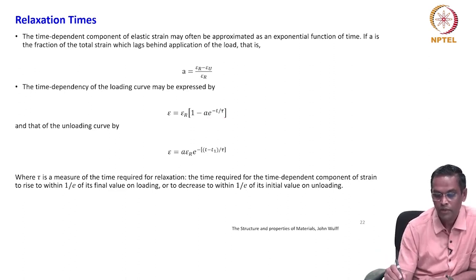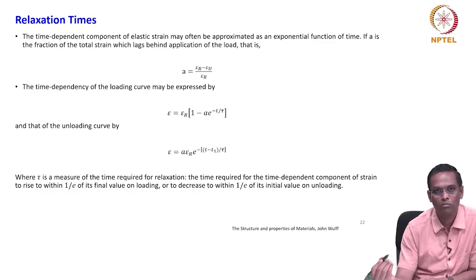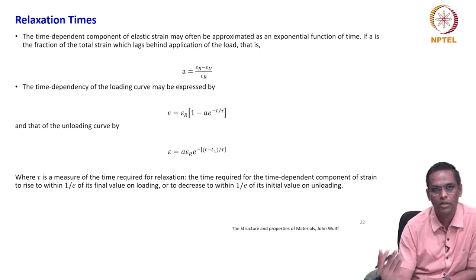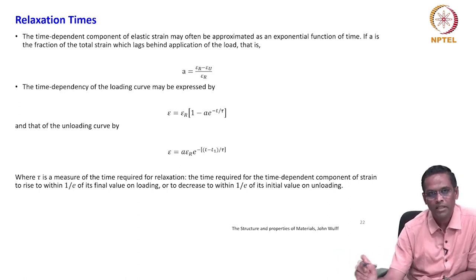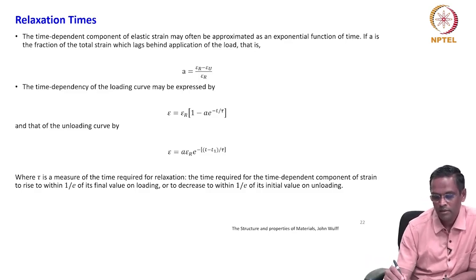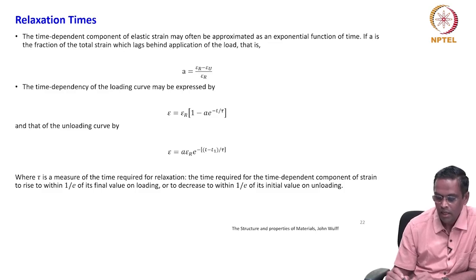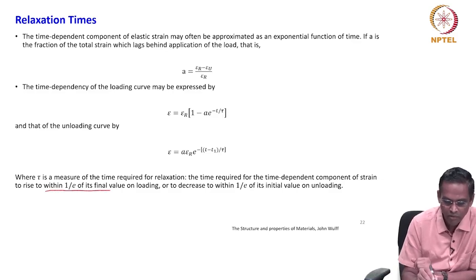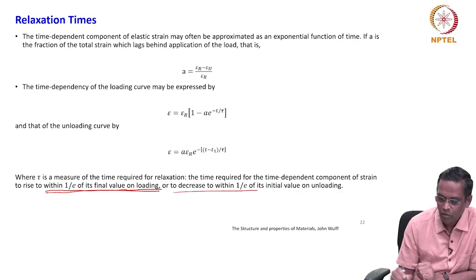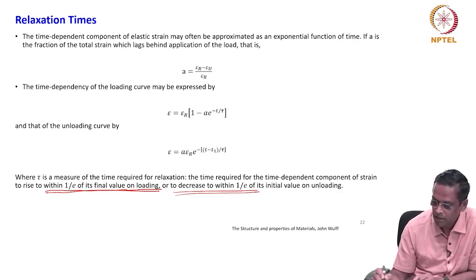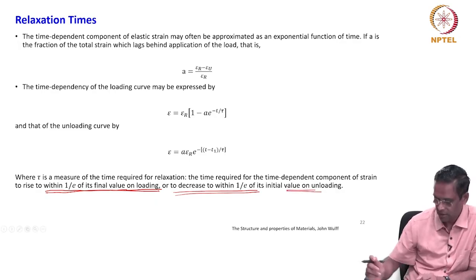Suppose if the complete event is over, then t is equal to tau. Or before that it could be anything, it could be t is equal to 0, t is equal to t1, t is equal to anything. But if that physical event is over, then t is equal to tau, we can put, then it is 1 by E. So, that is what it is shown here, where tau is the measure of the time required for the relaxation. The time required for the time dependent component of the strain to rise to within 1 by E of its final value on loading, or to decrease to within 1 by E of its initial value on unloading. So, what is the meaning? That is what is shown in that figure.